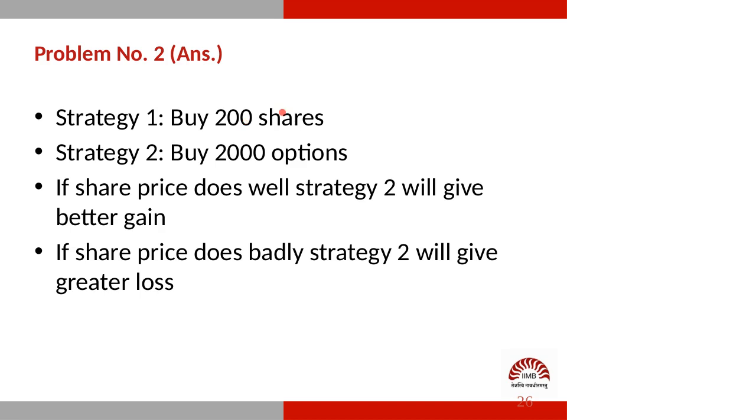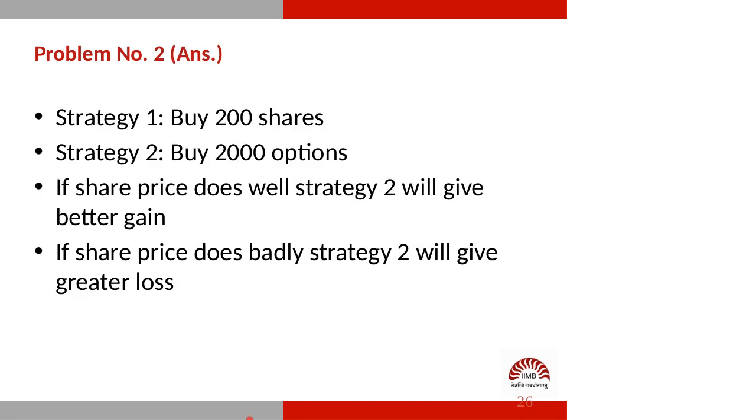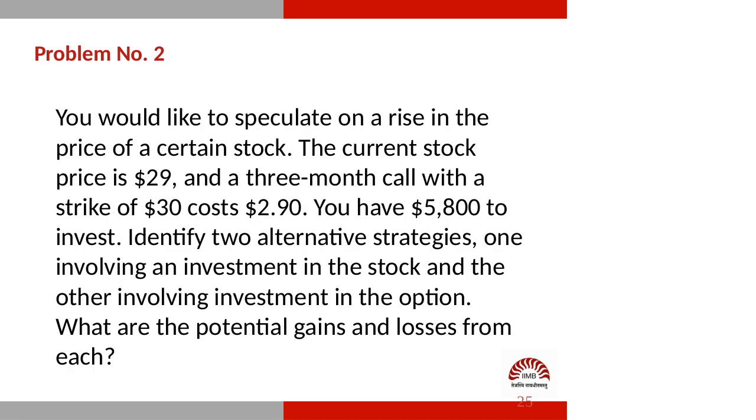Why does that happen? The reason it happens, I've not explained that out here, is because if the price goes up, you will exercise it and you will buy it at 30. If the price goes to 40, you are still buying it at 30. So you can buy 2,000 shares at 30 when the market price is 40, which means you are making a profit of $10 times 2,000 shares. So you are making 20,000 as the profit.